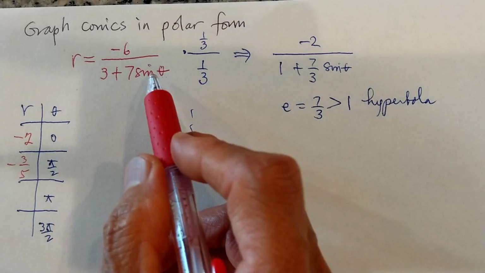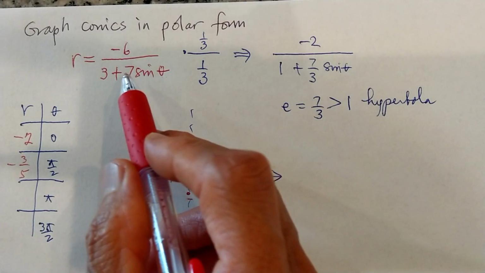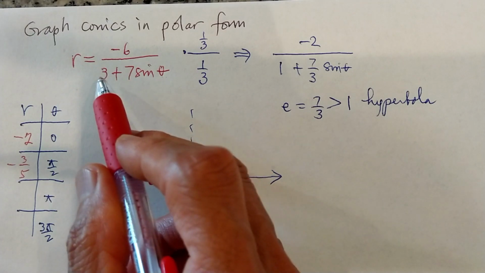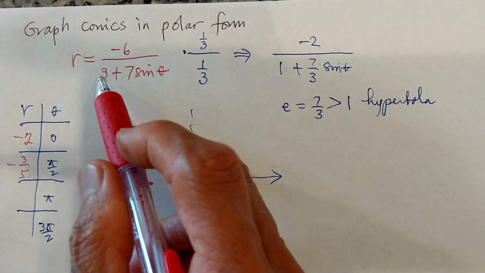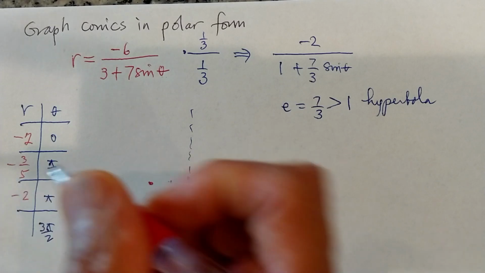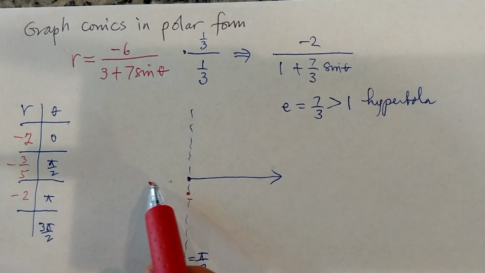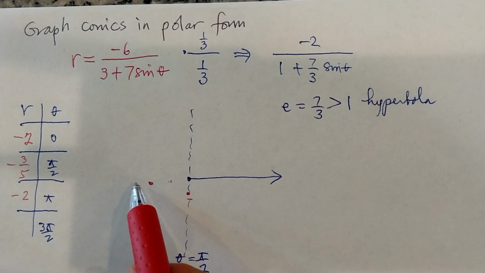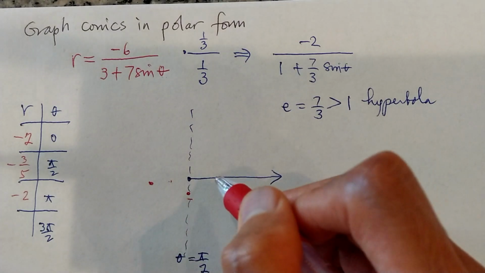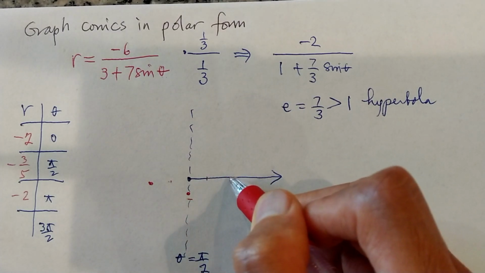At pi, sine pi is 0. 0 times 7 is 0. 0 plus 3 is 3. -6 over 3 is -2. So when the value of the angle is pi, r is at -2. It's at the extension. So 1, 2.